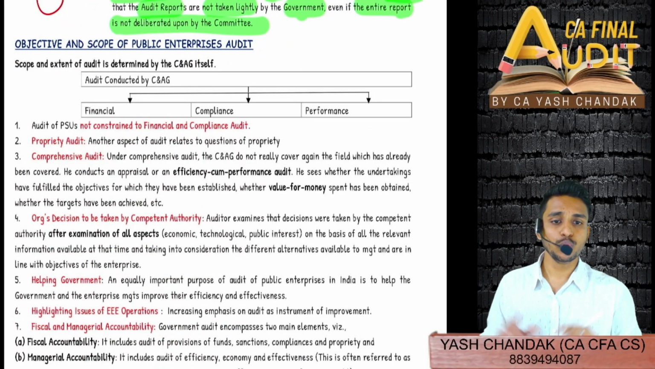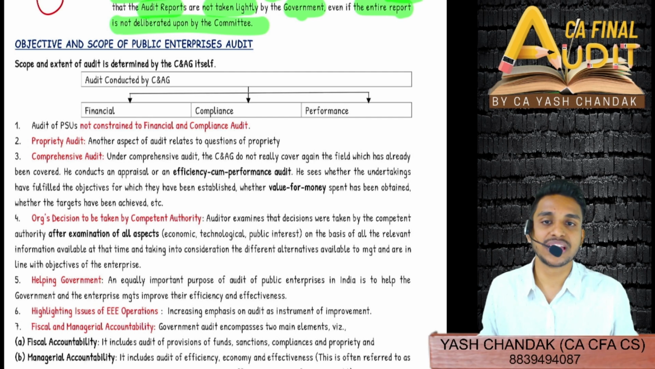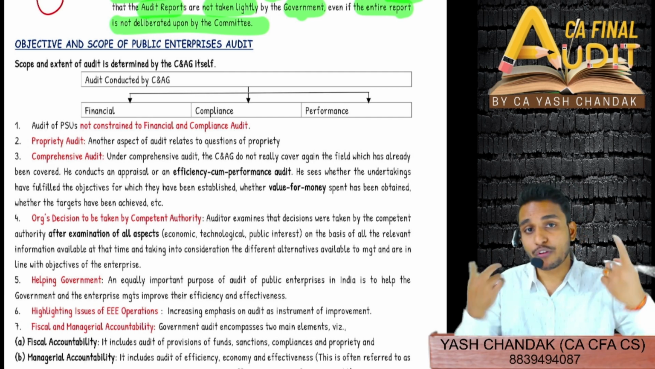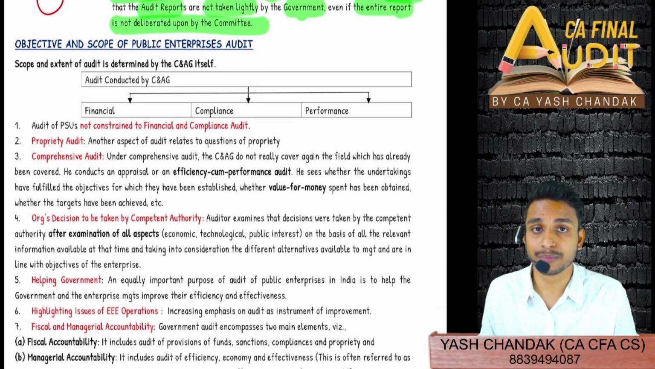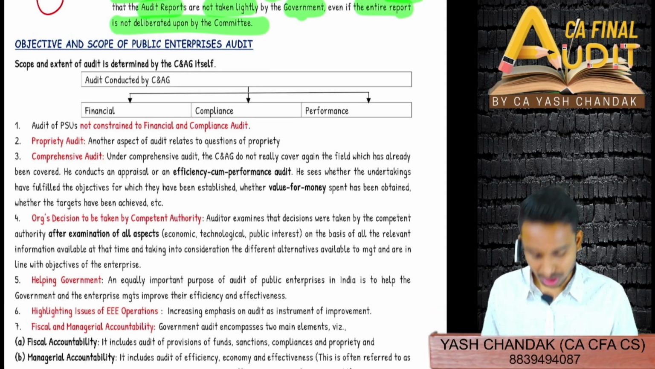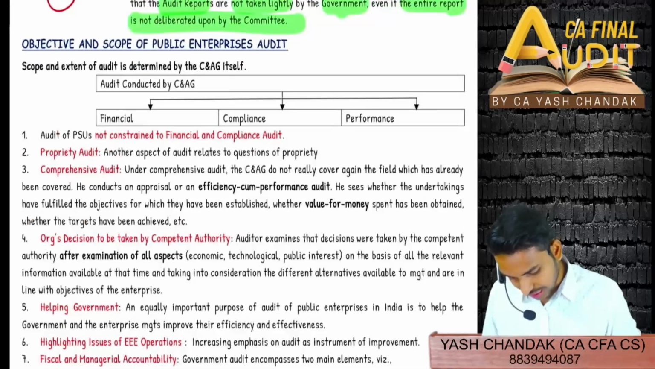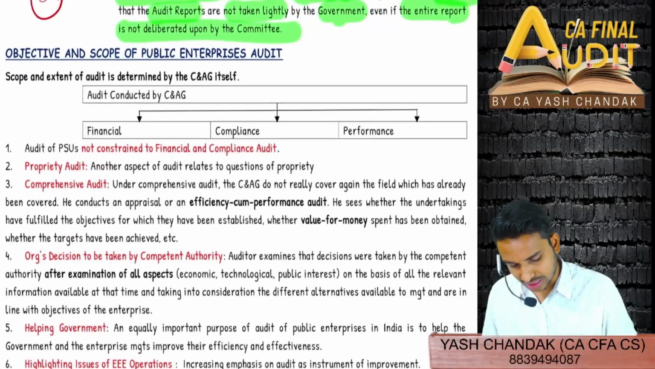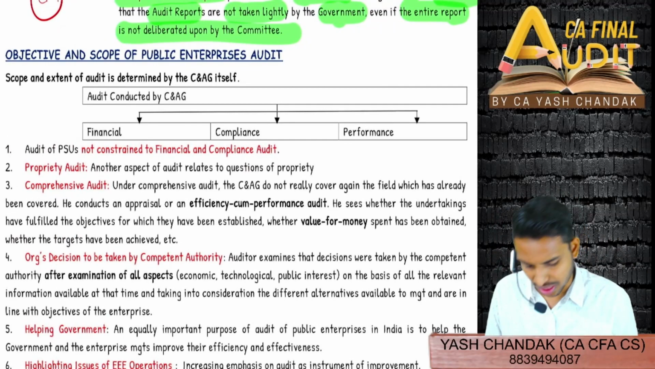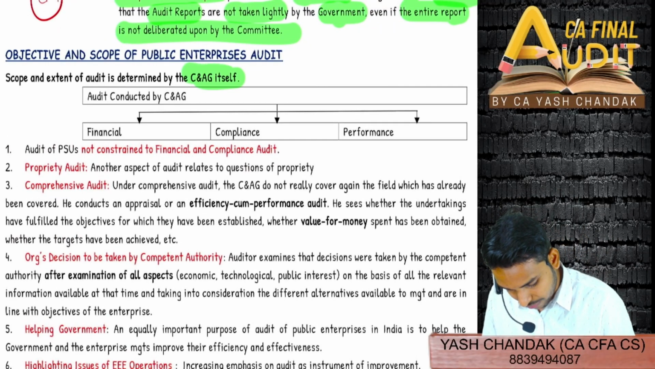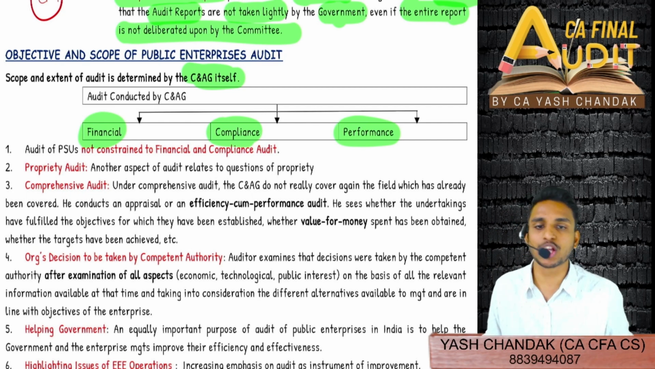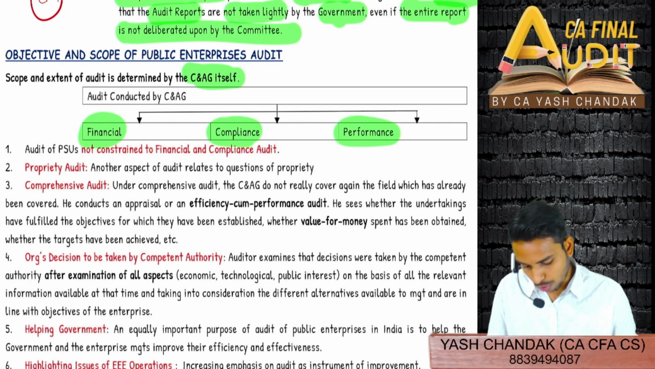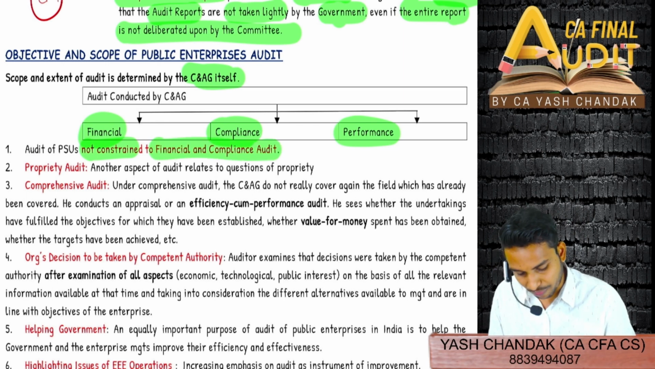So I already told you at the start of the lecture itself: financial audit, compliance audit, comprehensive audit, performance audit, propriety audit. These are all the types of audit that we have to cover in RCA final this topic. So this is what they are saying: the scope and extent of the audit is not restricted only to the financial audit itself, but the CAG can also order for the financial audit, compliance audit, performance audit, comprehensive audit, propriety audit. These are all the types of audit. So audit of PSU is not constrained just to financial and compliance audit.